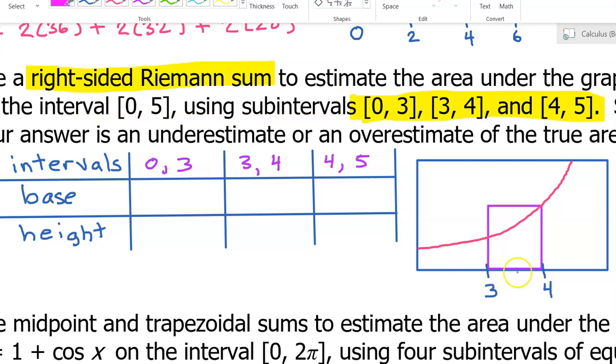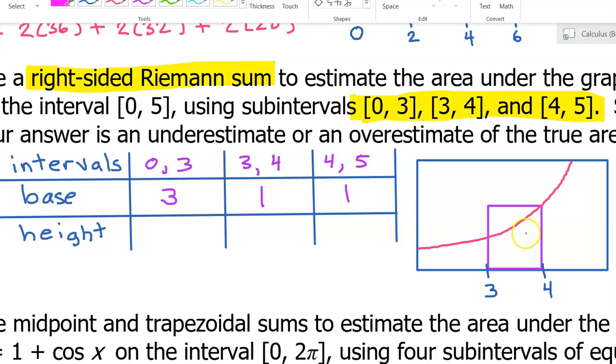The base of this rectangle, well, it goes from 3 to 4, so the base is 1. And we can imagine the other two. So from 0 to 3, the base of that rectangle will be 3. From 4 to 5, the base of that rectangle will also be 1. So back to our example, the interval from 3 to 4.